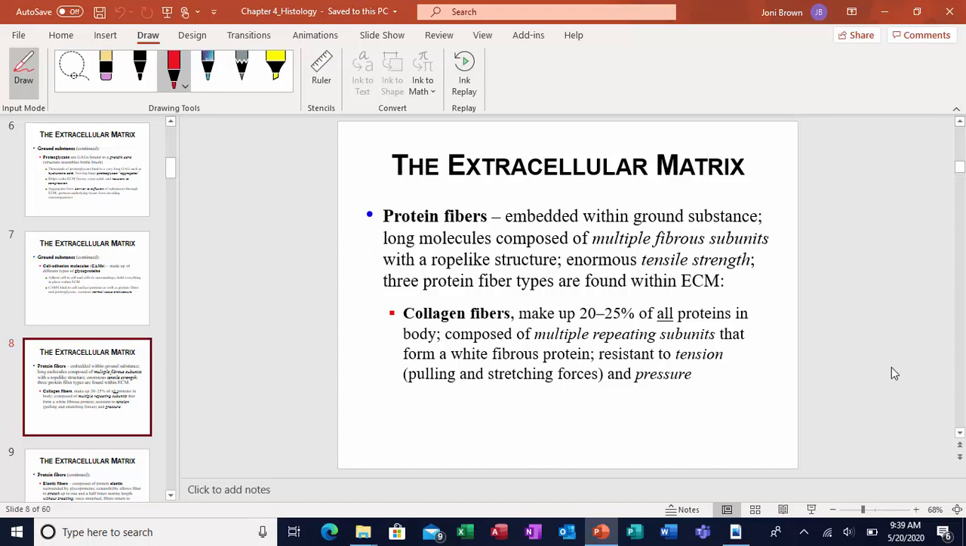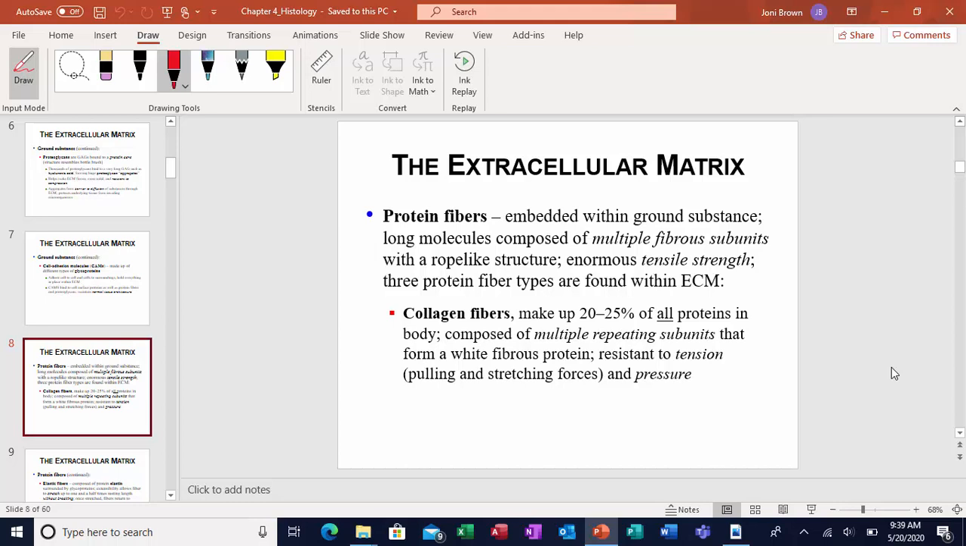Now, the protein fibers that are there are embedded in that ground substance. And they can be large and rope-like and have a lot of tensile strength, or they can be really thin and not much use as far as tensile strength, but they're good to make a netting or a support, a web-like arrangement. The first type of fibers are collagen fibers. And this is about 20 to 25% of all the proteins in your body.